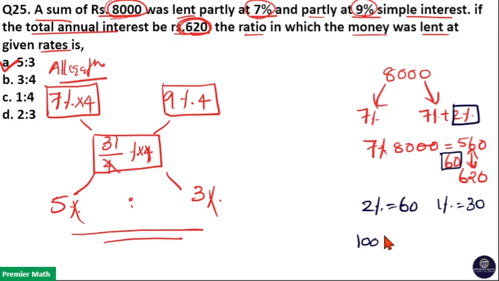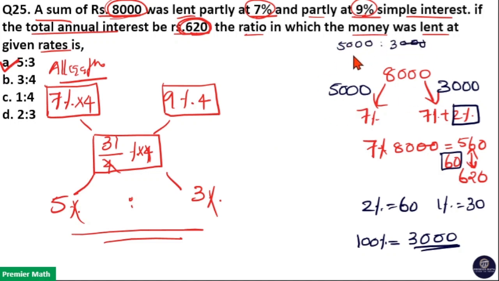That means 100% is the sum, that is 100% is equal to 30 into 100, that is 3000. That means this 3000 is the 9% part. So one part lent is 3000 rupees. Then 8000 minus 3000 is the other part, which is equal to 5000 rupees. If you take the ratio between 5000 and 3000, it is 5:3. So in this way, you can also find the answer.